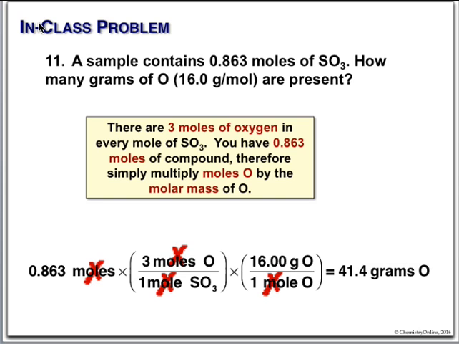grams. Appreciate the logic of it, though. We know how many moles of sulfur trioxide we have. That means we must have 3 times that many moles of oxygen. And every oxygen weighs 16. So 0.863 times 3 times 16. Any questions?